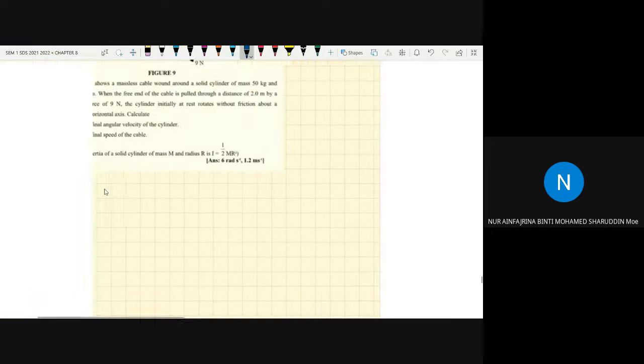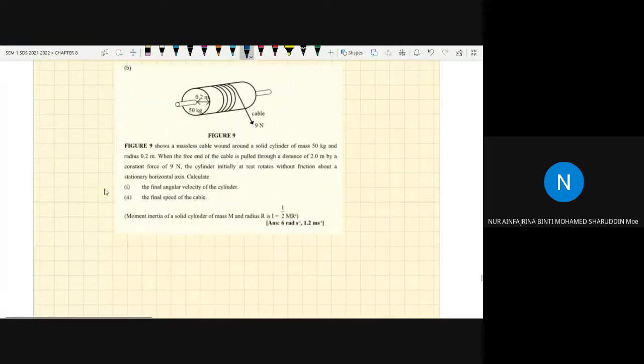Okay, now guys, mari kita tengok. Figure 9 shows a massless cable wound around a solid cylinder. Okay, so this is our solid cylinder of mass 50 kg and radius is 0.2 meter. When the free end of the cable is pulled through a distance of 2 meter, kita tarik dia sebanyak 2 meter by a constant force of 9 Newton. The cylinder initially at rest.